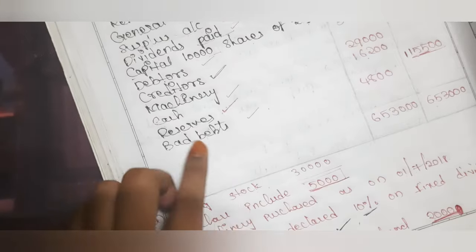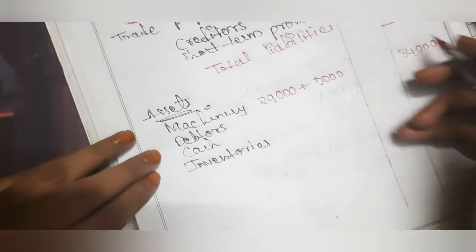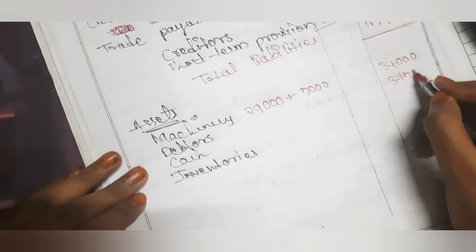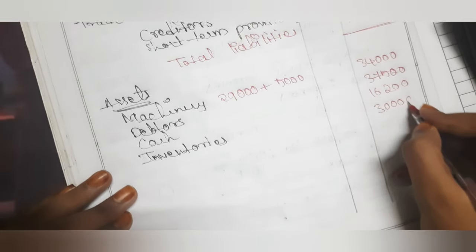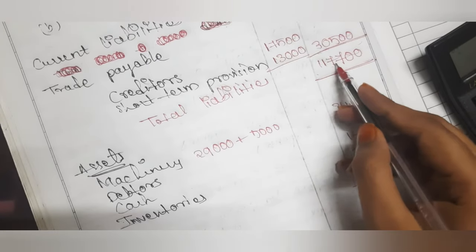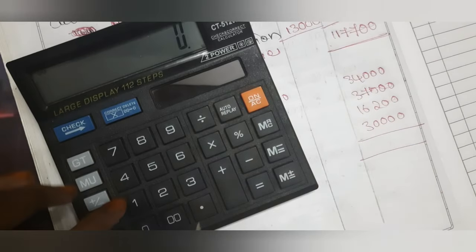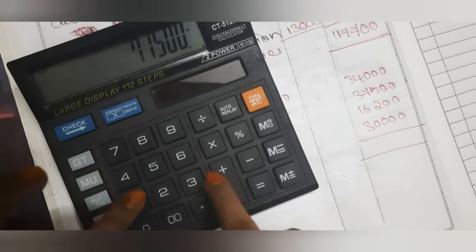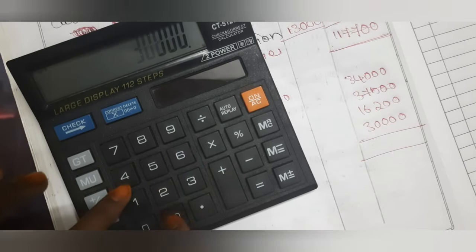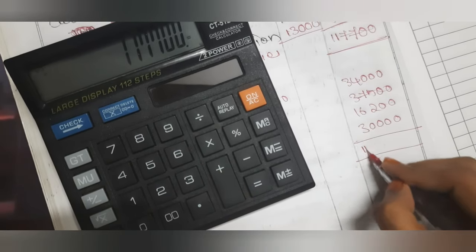Debtors amount, how much is it? It is 37,500. Cash, how much is it? It is 16,200. Inventories, it is 30,000. You need to add all these. If you get 11,770, the answer is correct. Otherwise, it is wrong and you have made some mistakes in the calculation. Plus 16,200 plus 30,000. Yes, the answer is correct. So we have done it correctly.